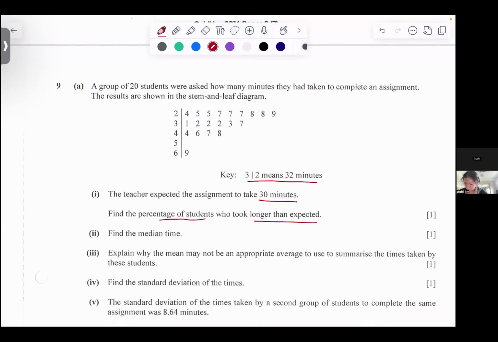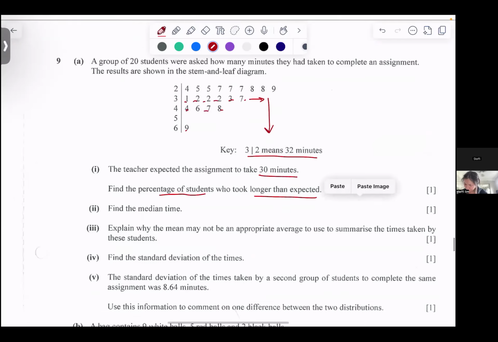Which is from here onwards, and then down. So you count the number of entries, right? And then you should get about 31. Okay? Not 31, sorry, 11. Well, yeah, 11. Yes.